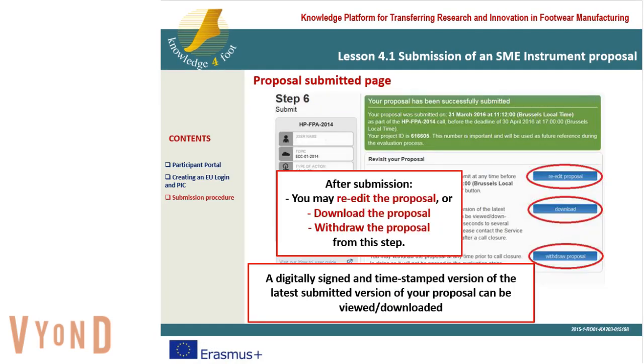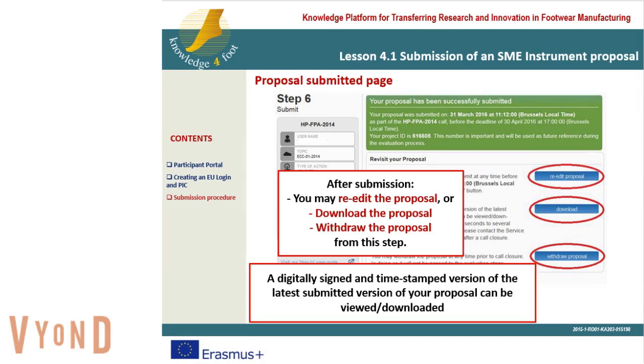After submission of the proposal, it is advised to download your proposal in order to check that it has been correctly submitted. A digitally signed and time-stamped version of the latest submitted version of your proposal can be viewed/downloaded, depending on the volume of proposals submitted. This signed and time-stamped version can take from a few seconds up to several hours to be visible in the submission application. When call closure is reached, this can take up to 72 hours.